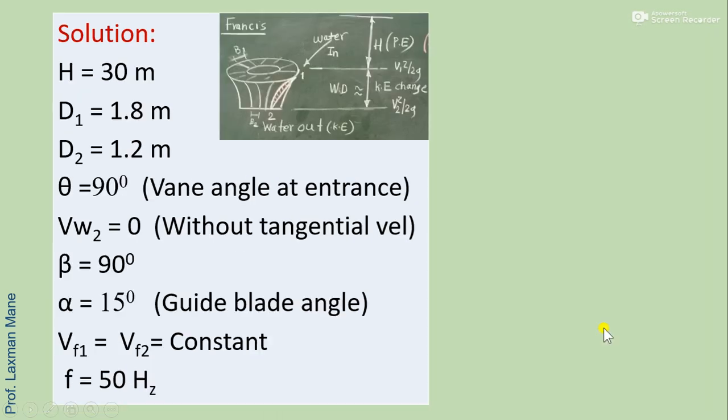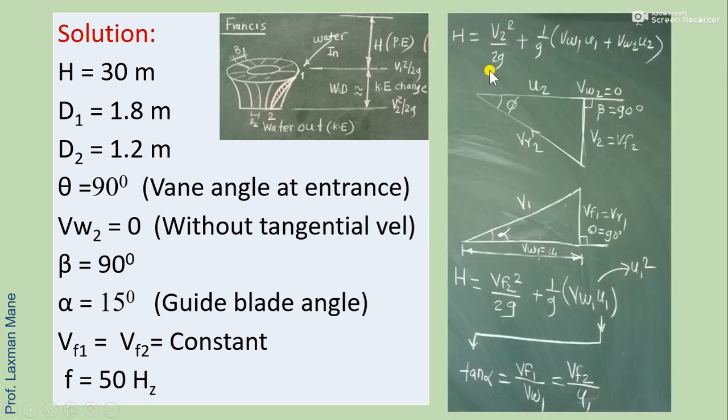Let us see. Here in the diagram already we discussed, this is external diameter and this is internal diameter. D1 is external, D2 is internal. Okay, here head is given, diameters are given as per the discussion, theta, VW2, beta, everything we mentioned. Here F is 50 Hertz, that is number of cycles, this is given. Now we have to use here the formula of head. So we will discuss about it.